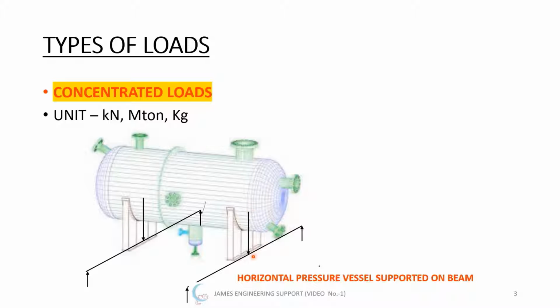So you can see these are the vertical loads of the pressure vessel distributed within these two saddles, and to support this you require two separate beams, which will provide you the vertical reaction in terms of ton, kg or kilonewton as per the vendor's regular practice.